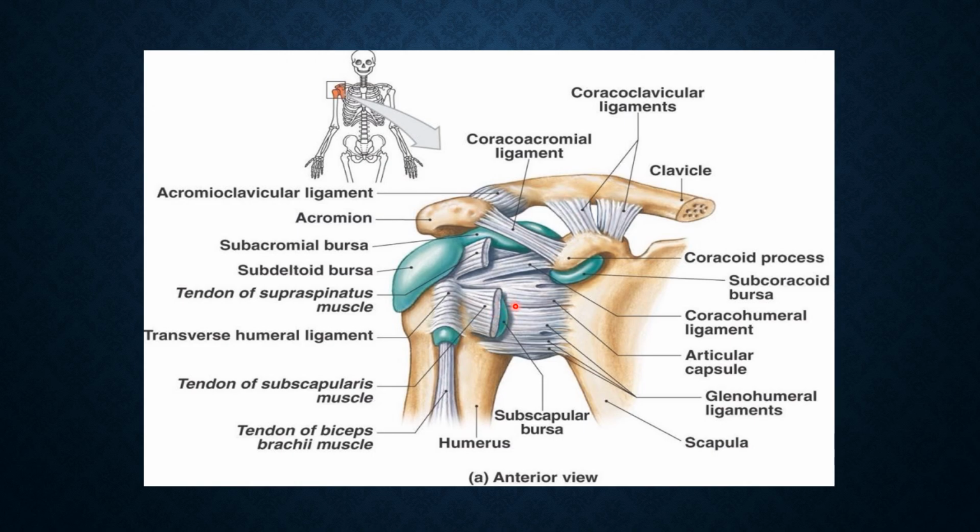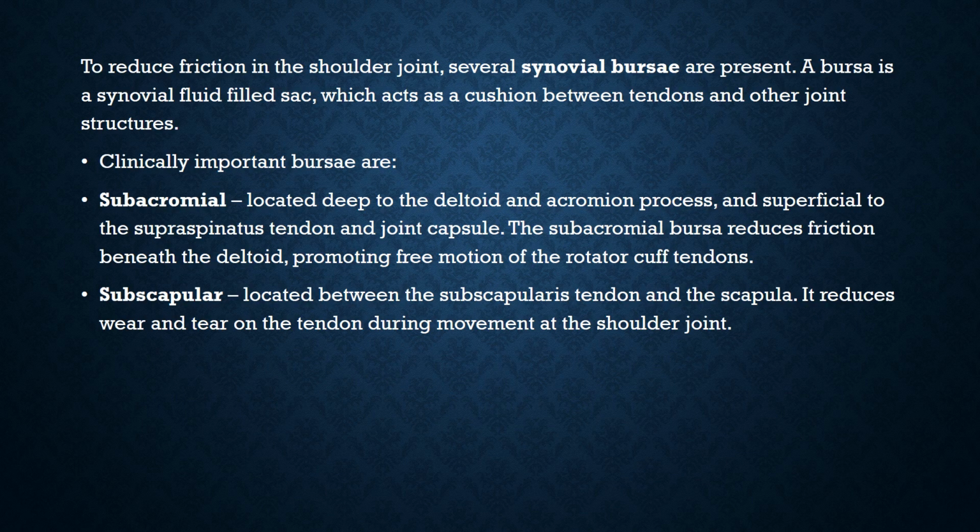So this is all about the bursa of the shoulder joint. These two bursa, subacromial bursa and the subscapular bursa, are important from your clinical correlation, so I have only explained these two, right? Okay, so let's move further. This is the write-up all about the bursa of the shoulder joint. If you want, you can take the screenshot.